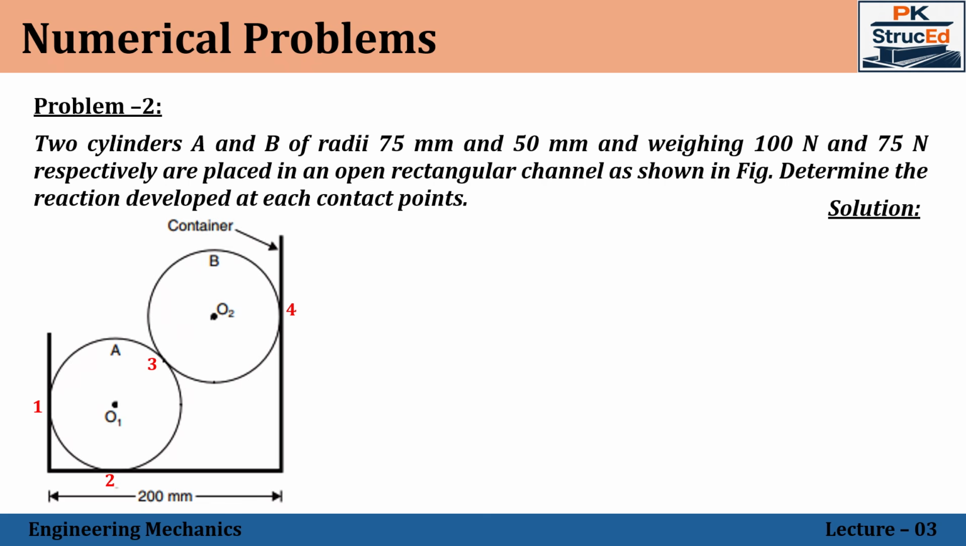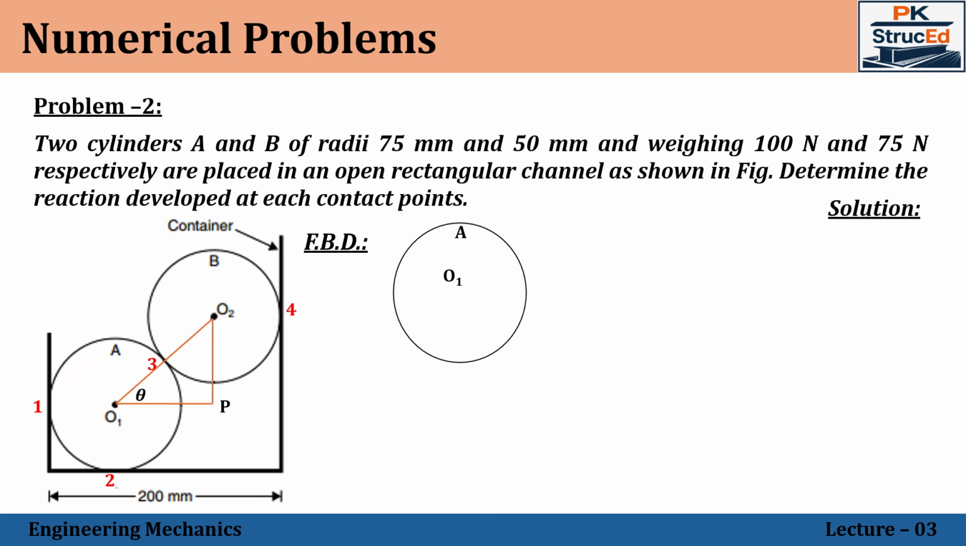Let me connect the 2 points O1 and O2 to form a triangle, making it O1, O2 and P, which makes an inclination of theta with respect to the horizontal. I'll tell you what the need of drawing this triangle is. Now let us draw the free body diagram of both the cylinders separately, cylinder A and cylinder B.